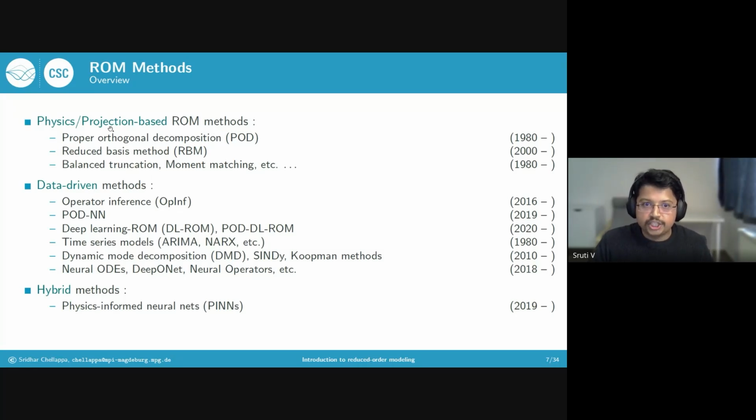Within these projection-based approaches, of course, there's the well-known proper orthogonal decomposition, which has been around almost right from the 80s. Then there is the reduced basis method, which is like a smarter way of doing the POD, which has been in development right from the early 2000s. There are these methods from the system theory or control theory community, like balanced truncation and moment matching, that are often quite widely used in the electronics communities as well.